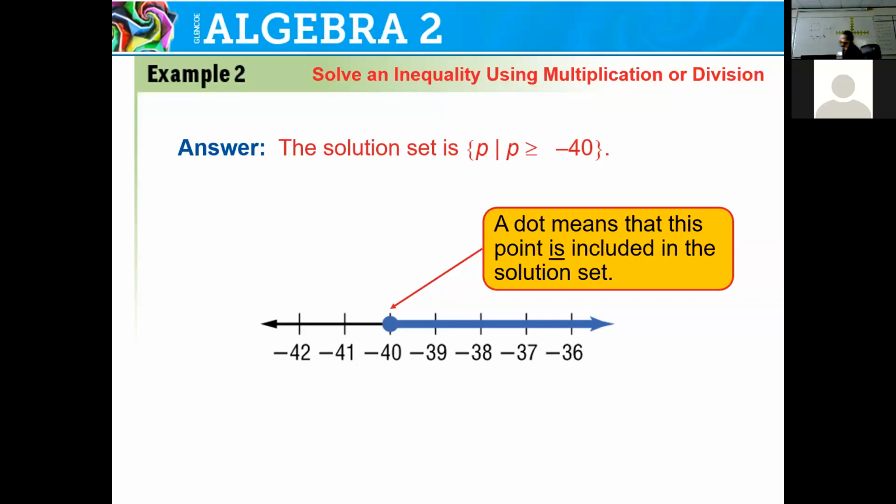So when you're dealing with inequalities, especially when it comes to graphing, you're graphing the area on the number line that makes it true. So once we're done, if we were to plug in a negative 39 in for P into our solved inequality, it would state that negative 39 is greater than or equal to negative 40, which is a true statement. That's why negative 39 is shaded. If we were to plug in negative 41 in for P, it would state that negative 41 is greater than or equal to negative 40, which is a false statement. That's why negative 41 isn't shaded.